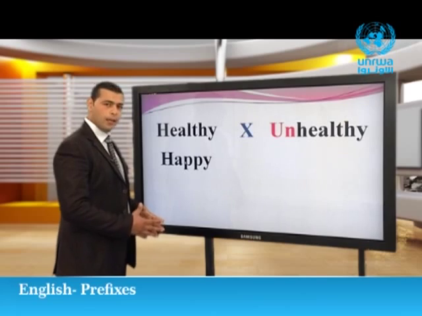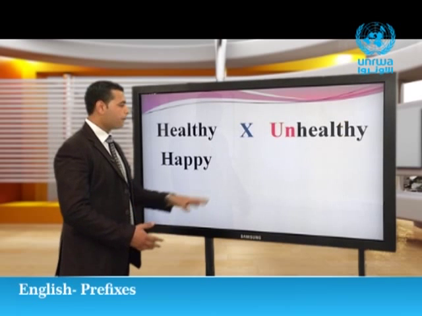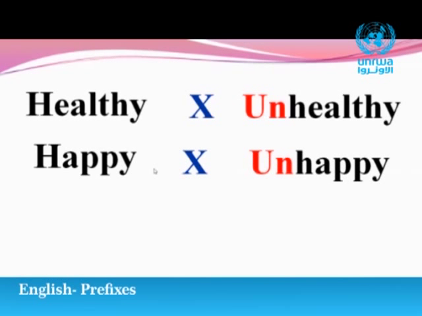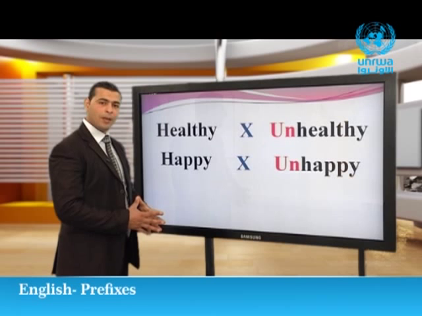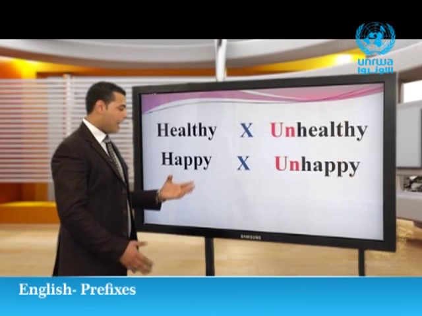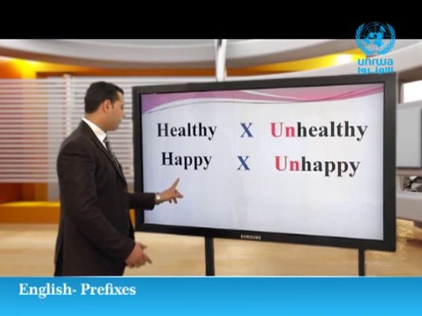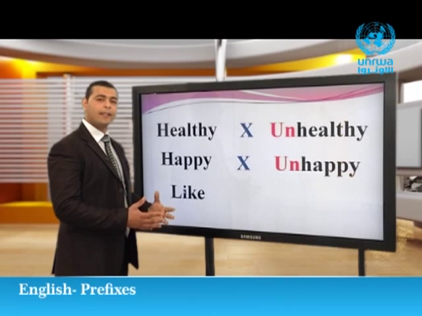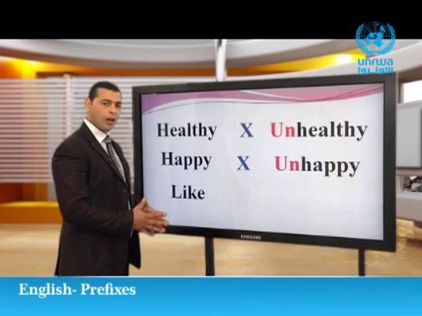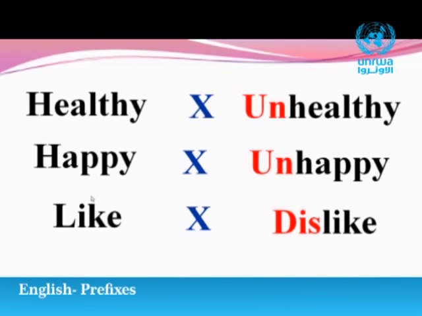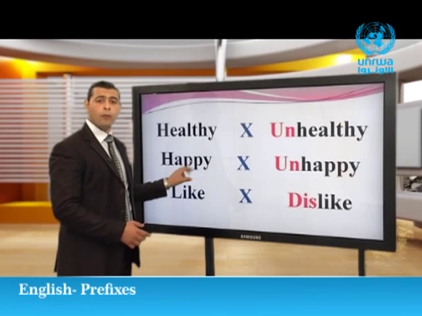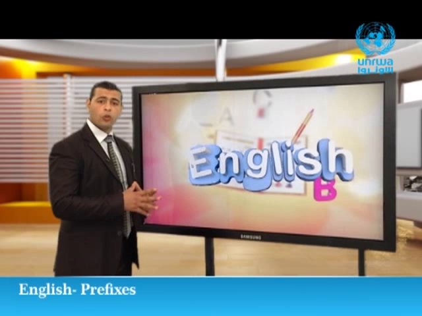Here, happy. Happy, سعيد. The opposite of this word is unhappy. Unhappy. استخدمنا البادئة un لتغيير معنى الكلمة إلى العكس. Happy, unhappy. Let's look here. Like. Like, يحب أو يرغب. The opposite of this word is dislike. Like, dislike.